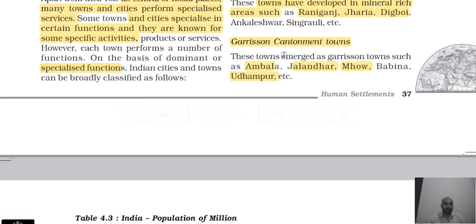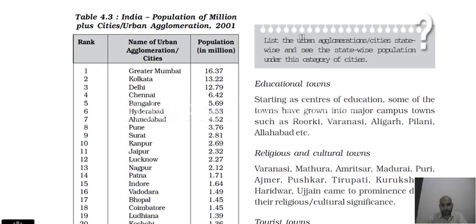Here you will find a large establishment of army and paramilitary forces. So the towns which support more habitations of army and paramilitaries are functional towns specialized for that, with more army presence, like Hisar Cantt. Hisar also comes under the garrison town category.